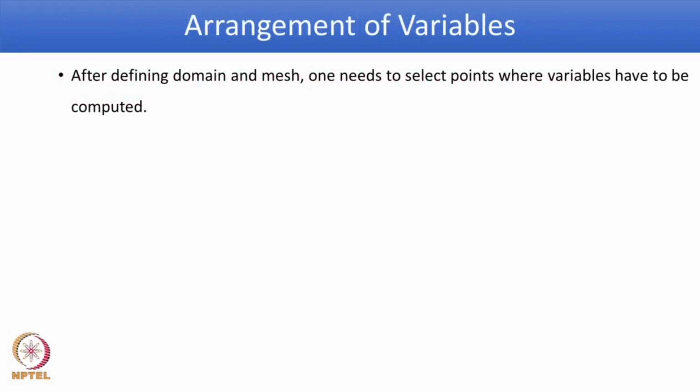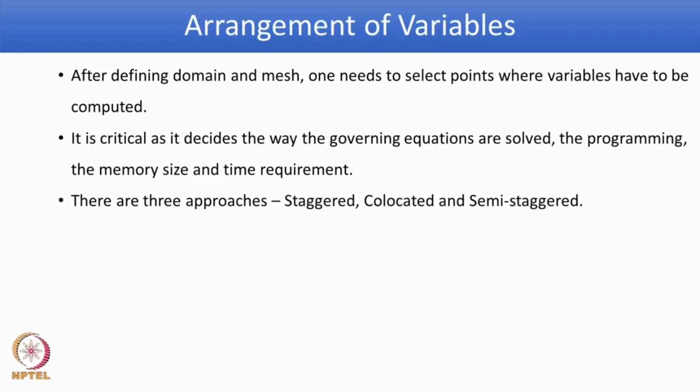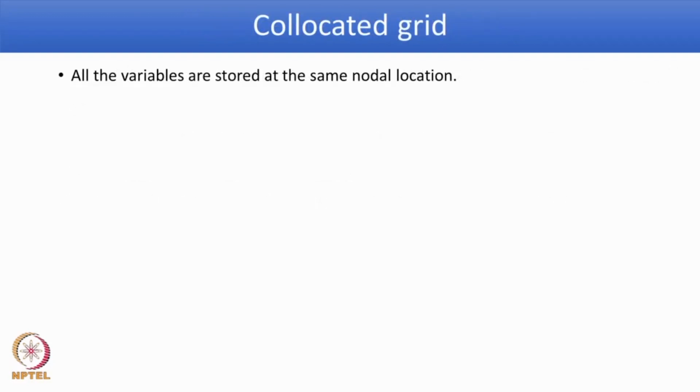With regard to variables, once you define domain and mesh, then we need to select points where variables have to be computed. It is critical because it decides the way governing equations are solved, the programming easiness, memory requirement, and overall computational time requirement. There are 3 approaches in general: what is known as a staggered grid, collocated grid, and semi staggered grid. Let us look at one by one.